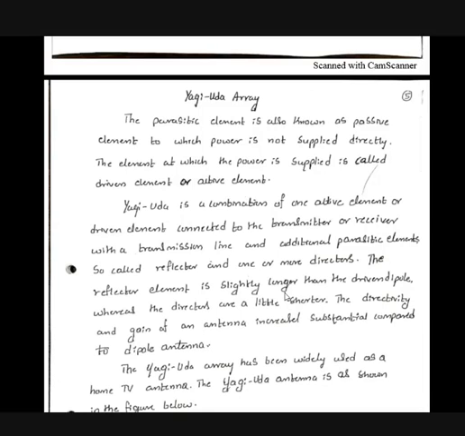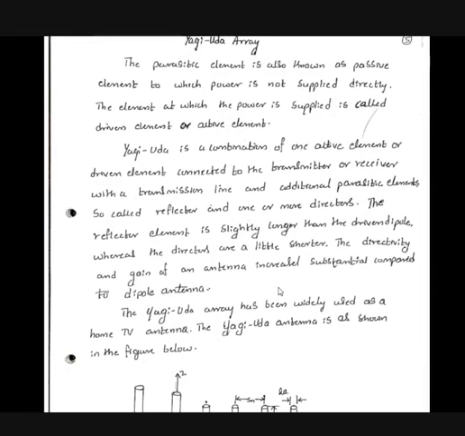Remember two terms here, active and passive. I think you already know them, but now you need to understand them in terms of parasitic and driven elements. Parasitic is nothing but a passive element to which the power supply is not given directly. A driven element is one to which the power is supplied directly. So let us understand the combination. How many active elements and how many passive elements will be there in this Yagi-Uda array? Yagi-Uda is a combination of one active element. Remember, only one active element, the driven element.